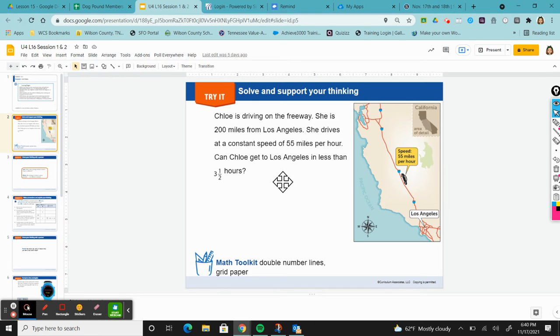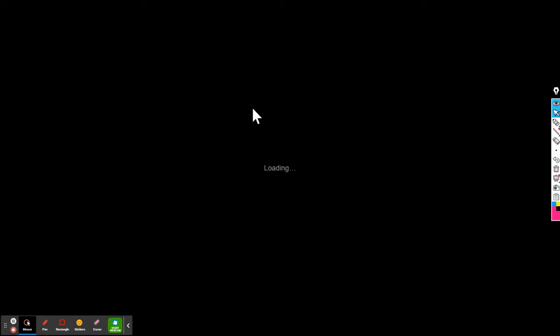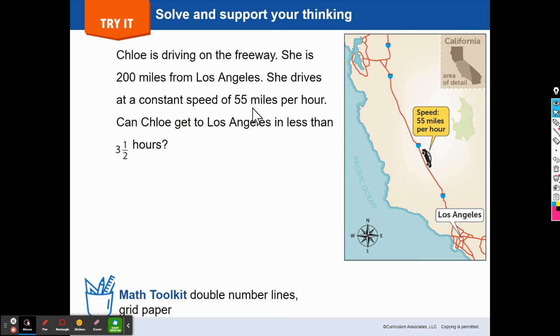So, our first problem for today is going to be this one here. We've got Chloe, and once she loads up here, Chloe is driving on the freeway. She is 200 miles from Los Angeles. She drives at a constant speed of 55 miles per hour. Can Chloe get to Los Angeles in less than 3.5 hours?